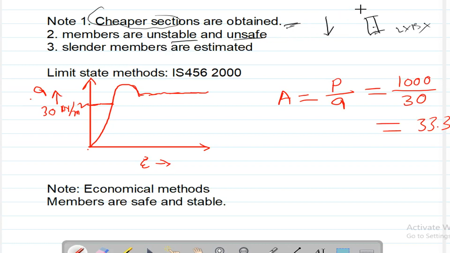If you put some additional amount of load, suppose on the beam because of earthquake or some other loading, what will happen? The beam loading will increase from 1000 to 1100 kilonewton, then it will obviously be unstable, because we designed at the extreme point. So we wrote that members are unstable and unsafe, and third, slender members are estimated.